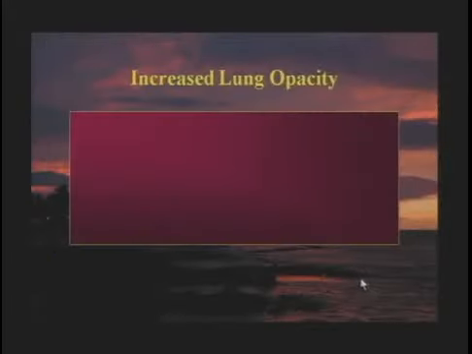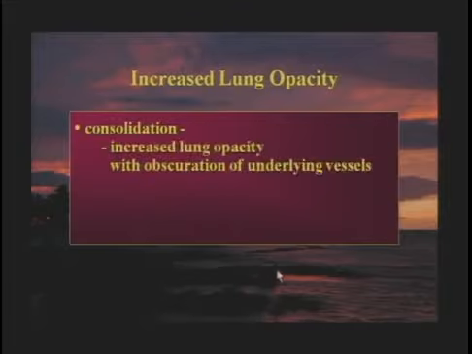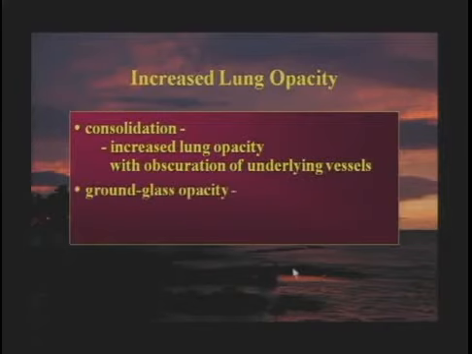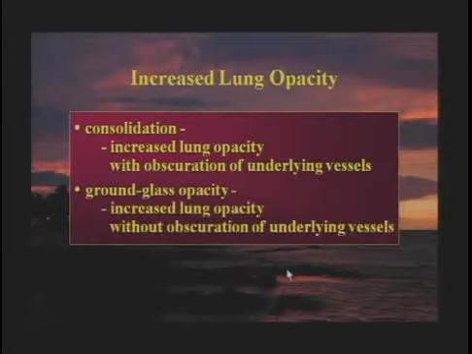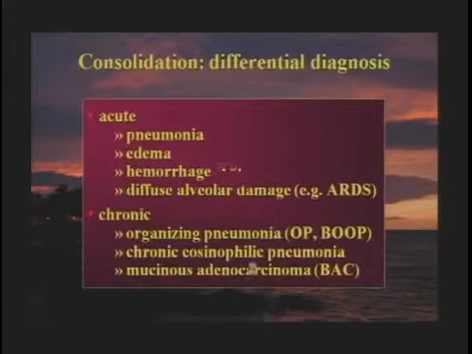Okay, back to high-res CT findings. We'll talk first about consolidation. Consolidation means increased lung opacity with obscuration of underlying vessels, and that is distinguished from ground glass opacity, where the lung is increased in attenuation, but you can still see vessels within the abnormal lung regions. So if it's entirely white, it's consolidation. If you can still see anatomy in the abnormal region, it's ground glass.